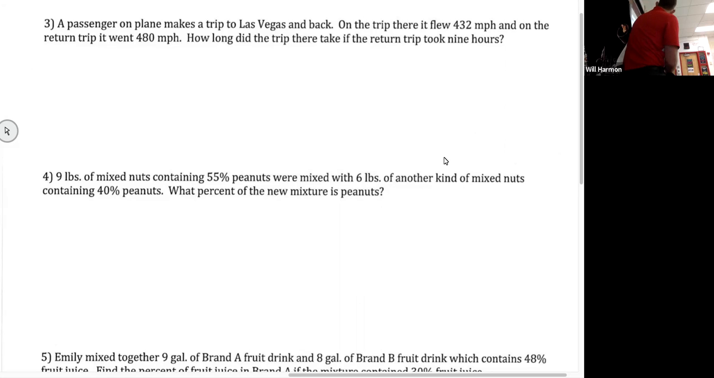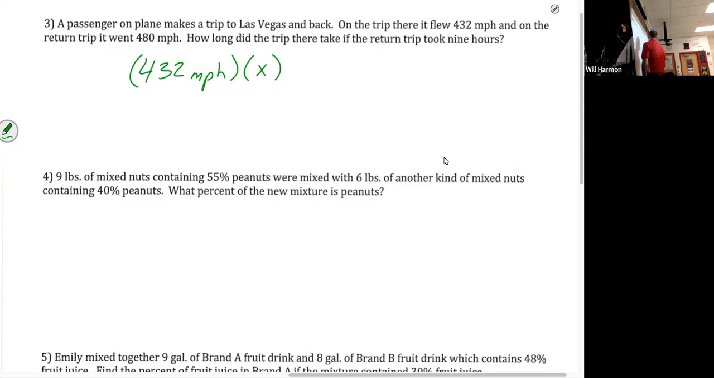How long did the trip there take if the return trip took 9 hours? Well, guess what? This is pretty much the same problem we just did, right? So here we go. Let's think about flying there. On the trip there, we flew at 432 miles per hour. But we don't know how long we were flying for. Well, where is it flying? You don't know. But that's a great question, because if you knew it, you could Google it, right?